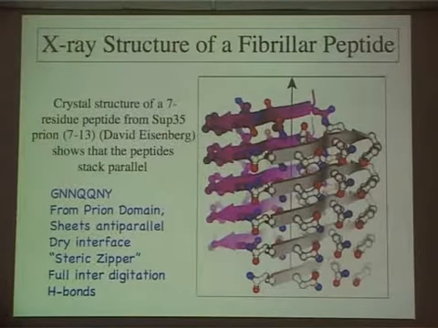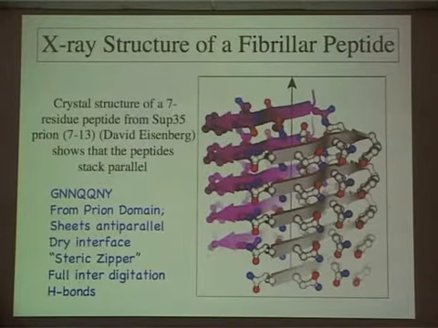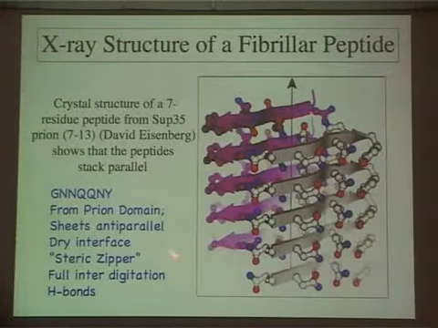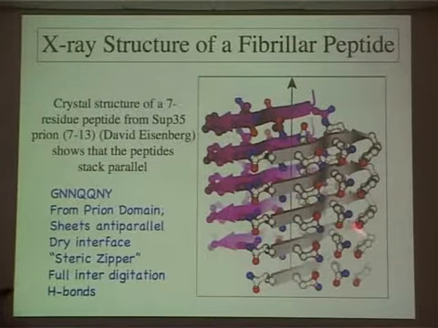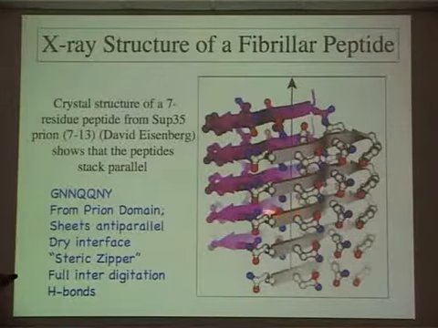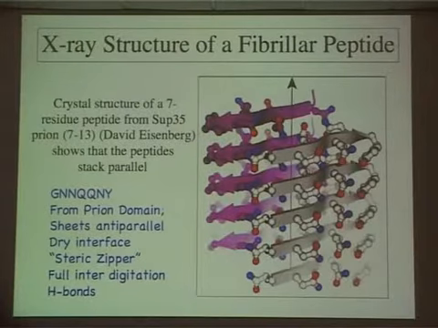In the crystal structure that Eisenberg determined, he imagined that the sheets would be parallel, like two parallel sheets, and that's not the case, and I'll make a comment about that. The most spectacular thing about this structure is the interface between this strand and this strand on one sheet, and the interface between the two sheets is completely bone dry. There's just no water at all.